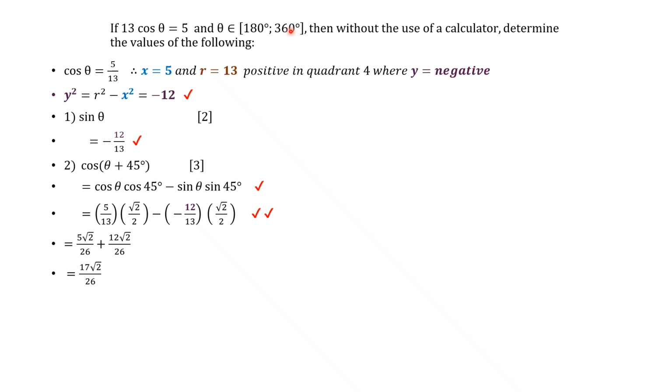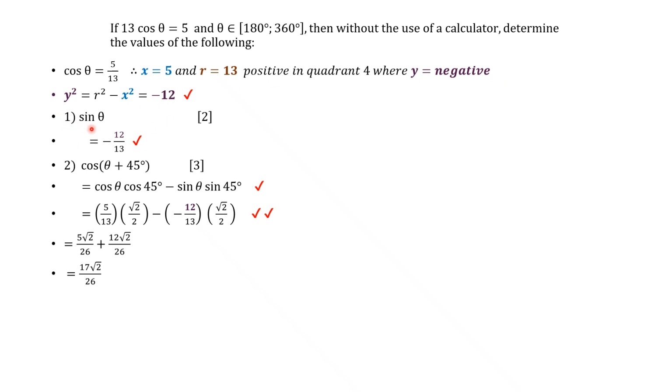180 to 360, that's the third and fourth quadrants. In the fourth quadrant, cos is positive, so my drawing is in the fourth quadrant. In the fourth quadrant, x is positive but y is negative. So y squared equals r squared minus x squared, meaning it's 13 squared, which is 169, minus 25, which gives me 144, and the square root of 144 is plus or minus 12, but in quadrant 4, y is negative, so therefore y equals negative 12.